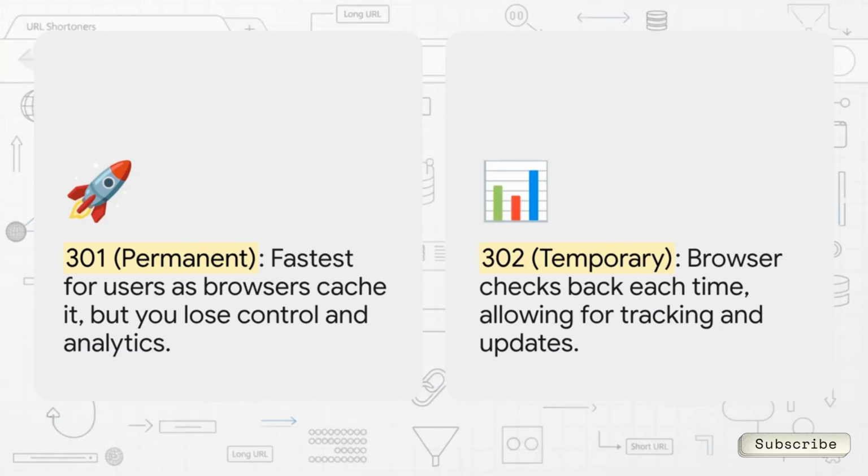Now, a really important decision in all this is what kind of redirect to use. A 301 permanent redirect tells the browser to just remember the destination forever. That's super fast for the user, but it means you get zero analytics after that first click. A 302 temporary redirect, on the other hand, tells the browser to check back with your server every single time. This lets you track clicks accurately and even change where the link points later on. That's why most services use the 302.